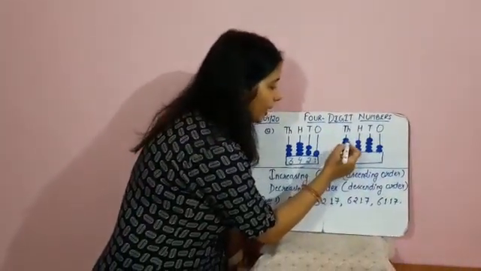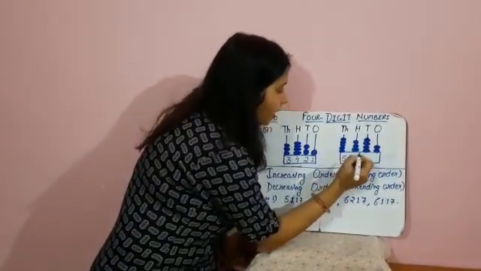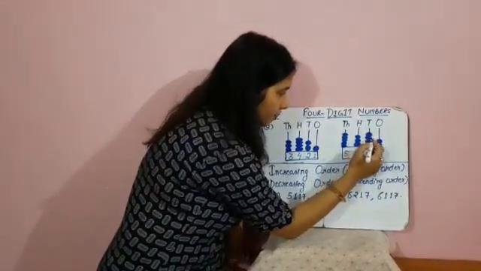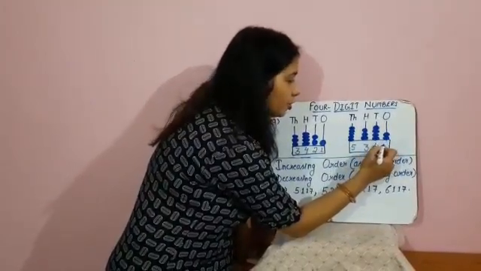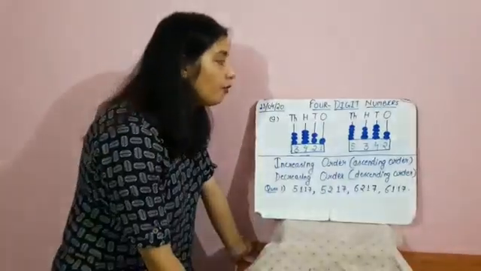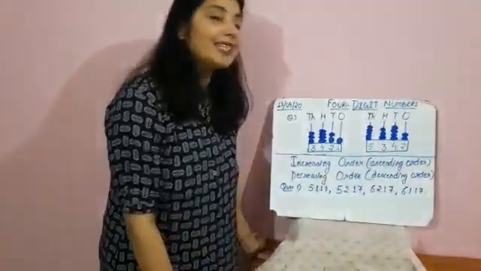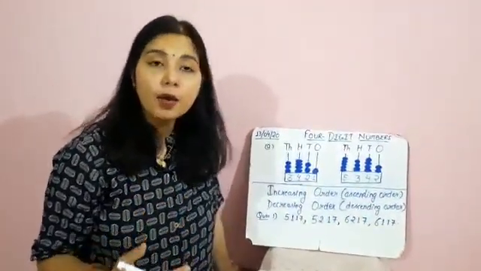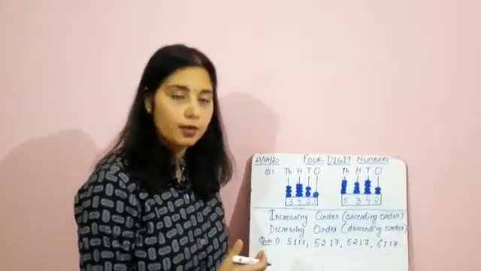Now let us take one more example. See, in the thousands place 1, 2, 3, 4, 5 beads are there. In the hundreds place 3 beads are there. In the tens place 1, 2, 3, 4 beads are there. And in the ones place 2 beads. So the number became 4342. I hope with these two examples you will come to know how to name the number, how to write the number and how to fit them in the abacus chart.